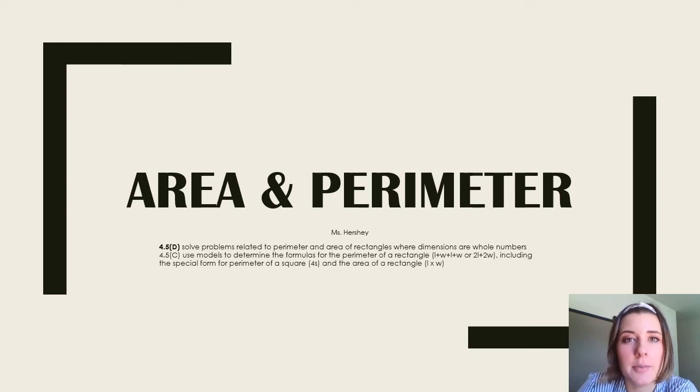Okay, fourth grade, today we're going to be talking about area and perimeter. I know this is something that you did in third grade, but we're going to go ahead and review how to solve area and perimeter and learn what formulas are today.